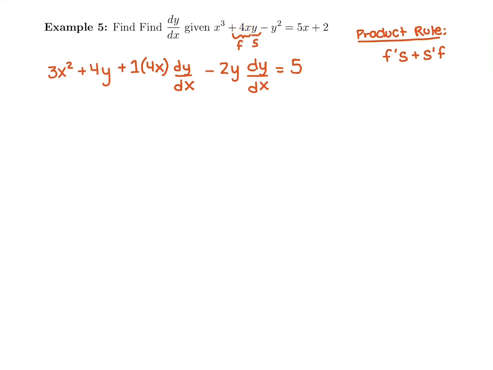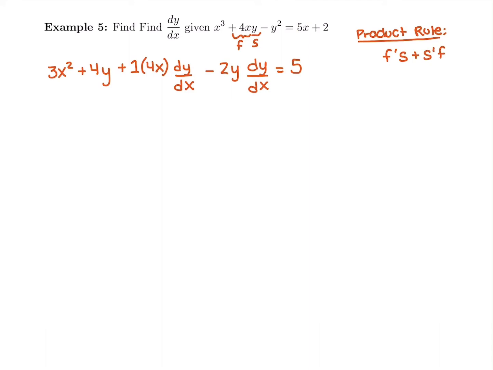Product is plus. Now the derivative of the second term, y, is 1 dy dx times the original first is 4x, so that looks good. Derivative of negative y squared is going to be negative 2y. That needs a dy dx since you took a derivative of a y term. So that looks good. And derivative of 5x is 5. Derivative of 2 is 0. So that looks perfect. Now I'm ready to solve for dy dx.